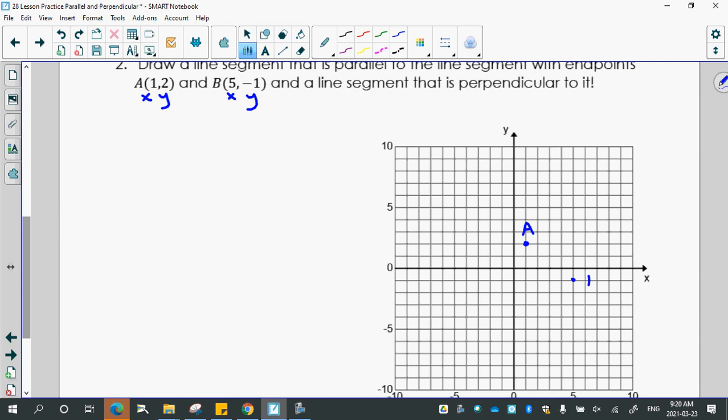And anytime I'm plotting points, I always double check them. Before I draw in my line, I'm going to double check (1, 2) is right, and (5, -1) is right, because it's really easy to make a little mistake when you're plotting the points, and then your slopes won't turn out right. Okay? So I know they're right, so I'm going to join them with my ruler. All right, so step 1.